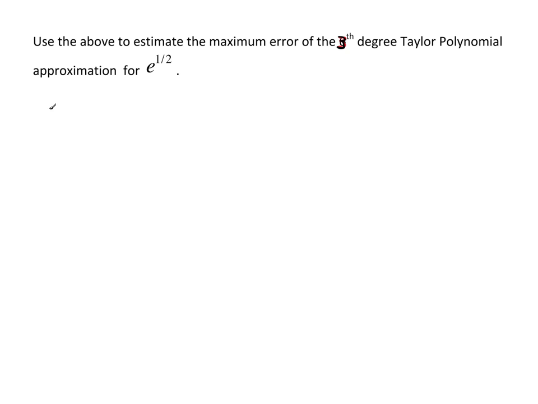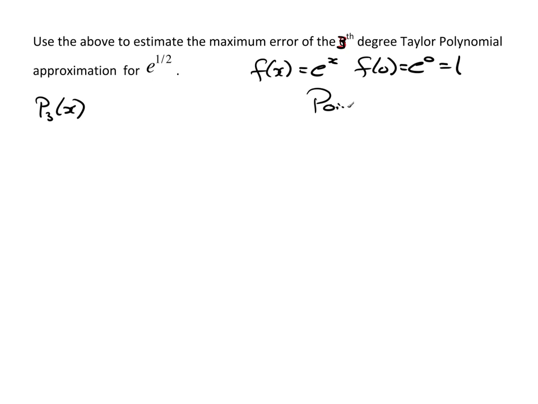So let's just quickly find P3 of x. I want the 3rd degree polynomial estimate for e to the 1/2. Well, actually, I'm going to find it for e to the x. So I'm going to let f of x equal e to the x. And notice that f of 0 equals e to the 0, which equals 1. So I can use that as a known point, and it's hopefully not too far from 1/2, or e to the 1/2. So my point will be (0, 1).